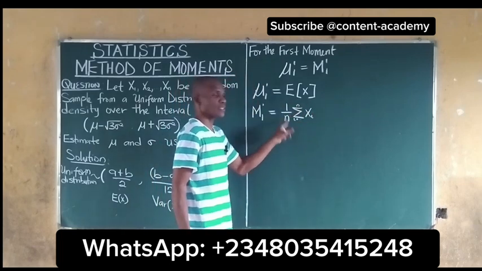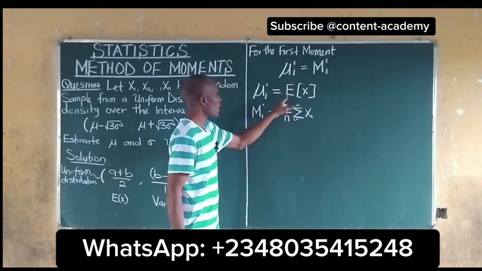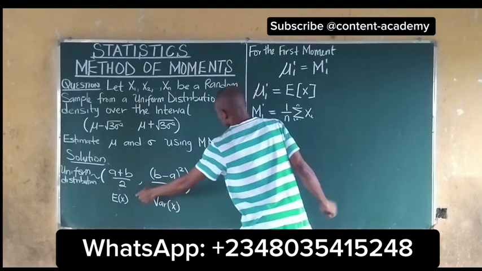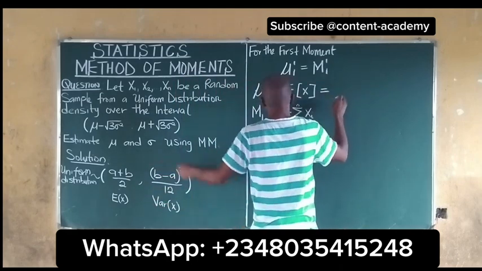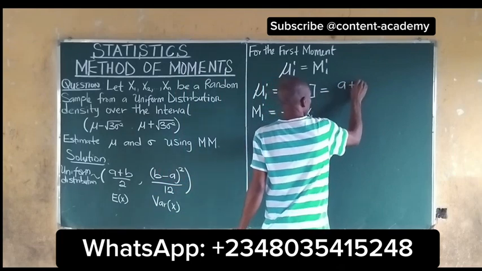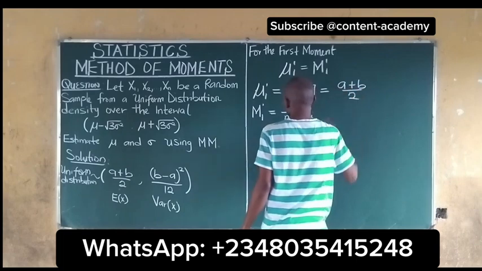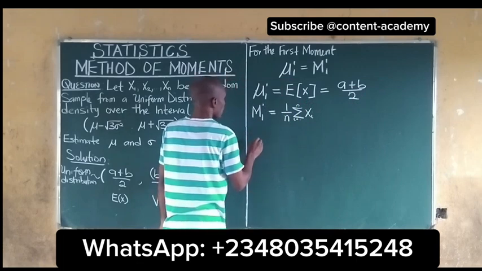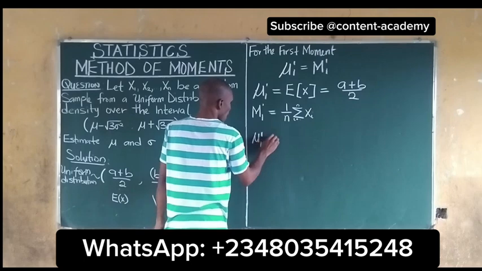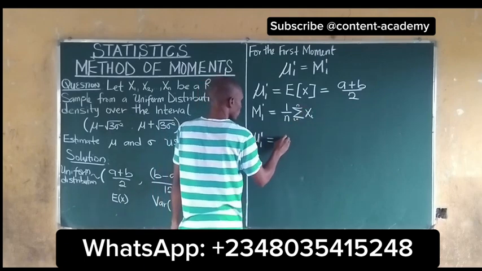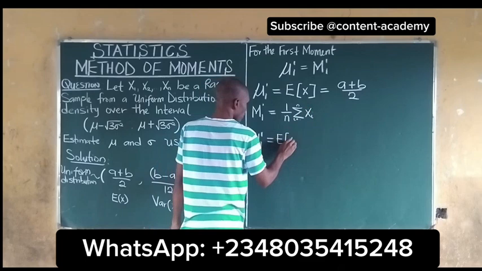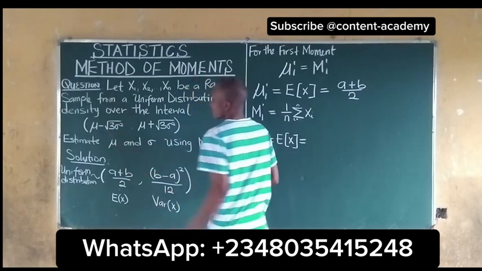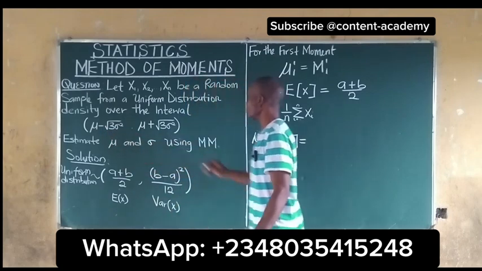Of course, you know what this is. This is the mean. So how do we obtain the population mean? The population mean, like we have here, is equal to a plus b all over 2. So we have to work on this. It then means that our population mean is equal to the expected value of x, and what is a? This is a and this is b, they are bounded.